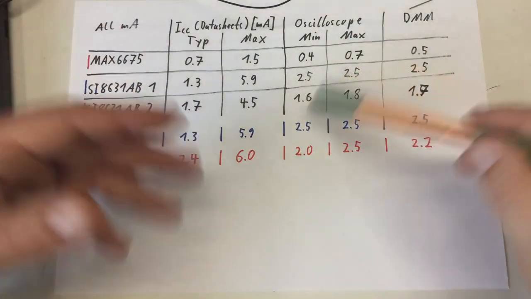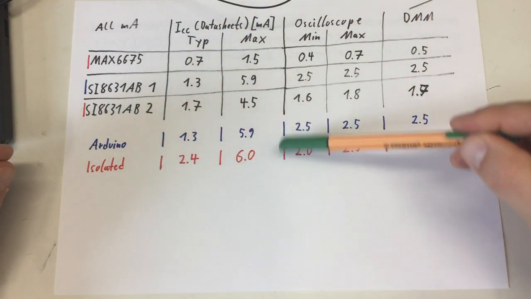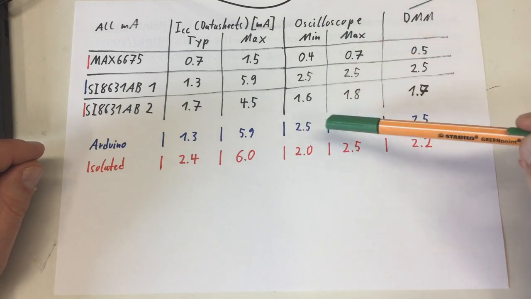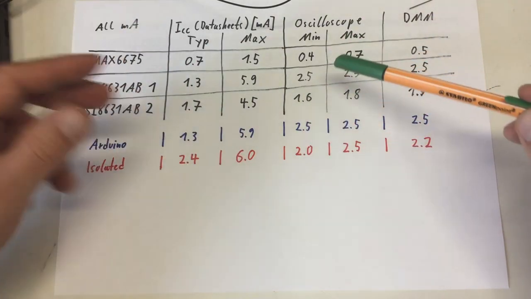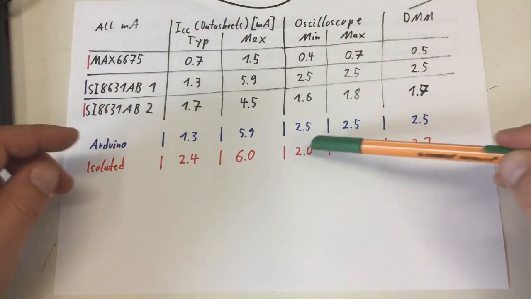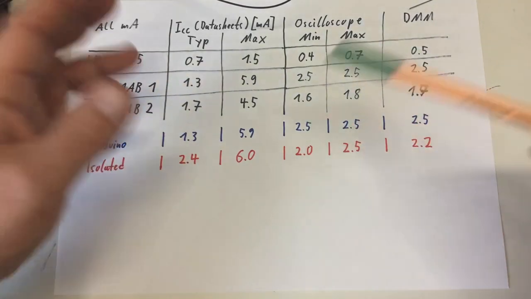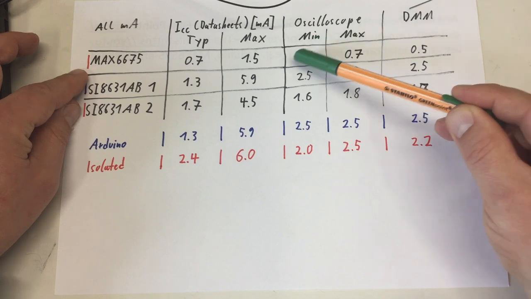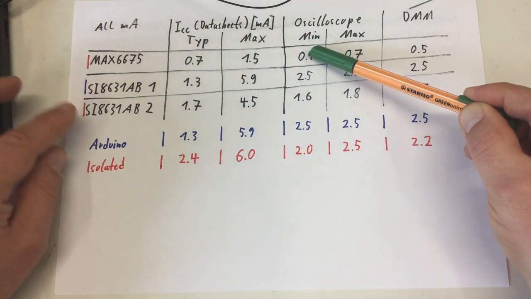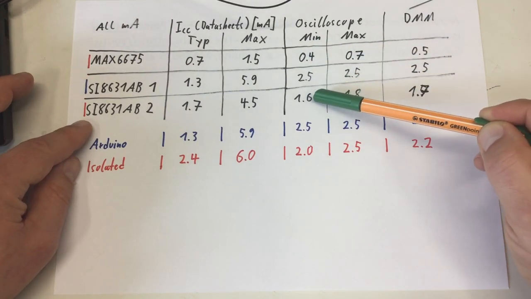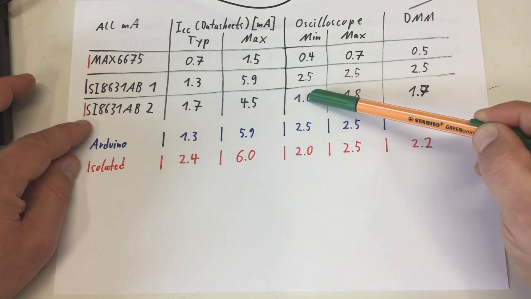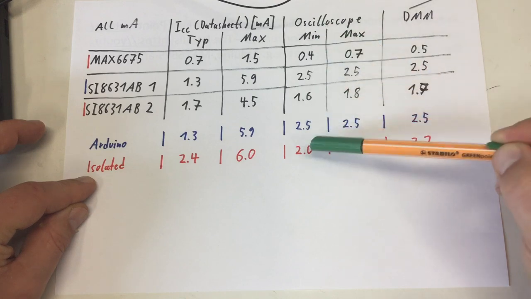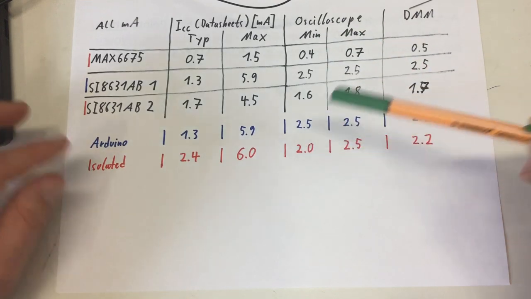So, what does it all mean? We still have here our typical and maximum values from our datasheet, and that's what we measured. If we sum up our measurements, we see they were correct. They're working out. Our MAX minimum on the oscilloscope is 0.4 milliamps. Our digital isolator on the MAX side, 1.6 milliamps. That gives us 2.0 milliamps summing up. And that's what we measured.